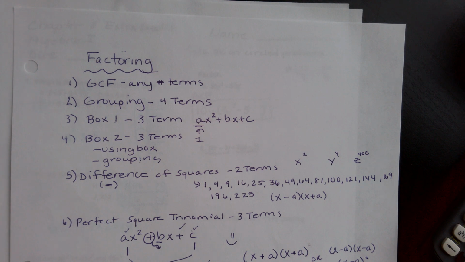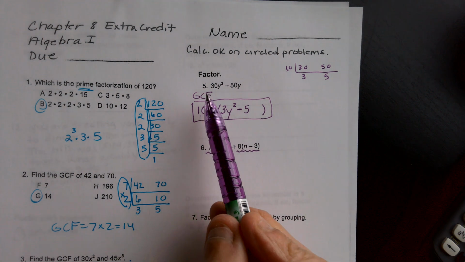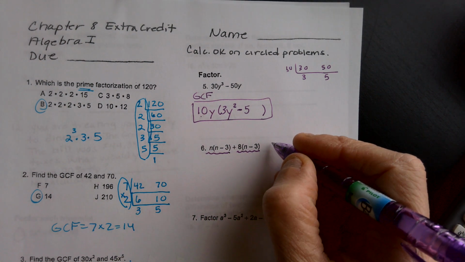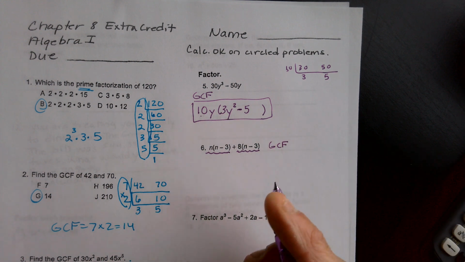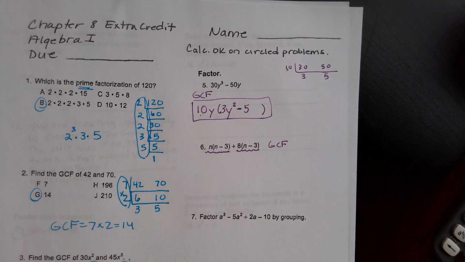Do you see a GCF? The thing that you're supposed to be checking. Is there a GCF in both? Yes, there is. They both have an n minus 3. It's the second half of the grouping.